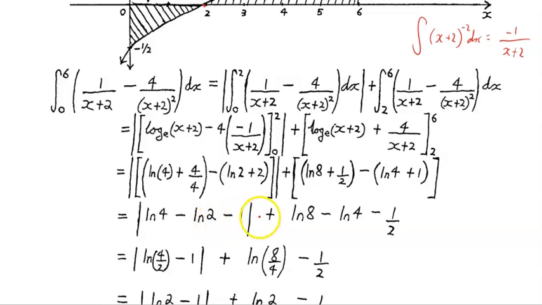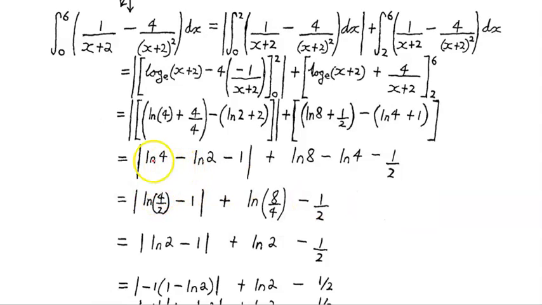Okay, keep the absolute modulus sign outside. Don't lose track of that. Absolute value signs. Plus here, natural log of 8 minus natural log of 4 minus a half here. Okay, and a half minus 1 gives us minus a half. Natural log of 8 minus natural log of 4.